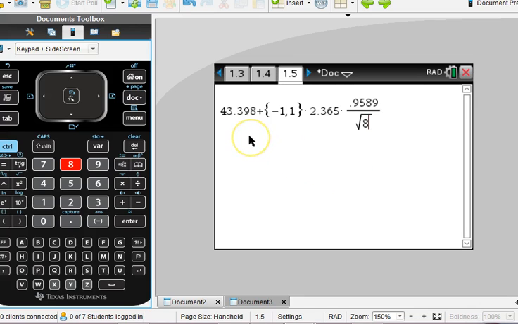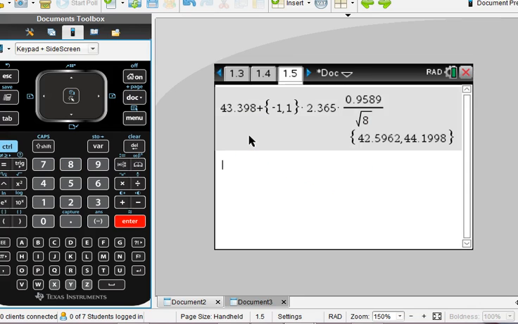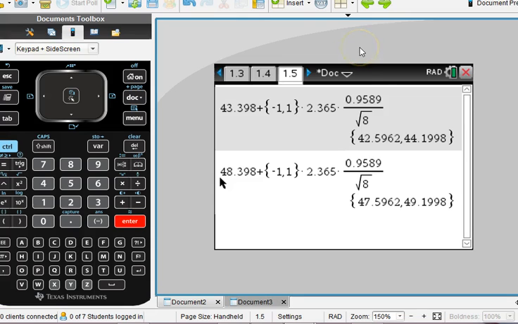Okay, so I typed in all the values, ready to push enter. Okay, so here's my interval. I did 43 plus or minus, that's the plus or minus here, and then here's all my information. I just realized I did that wrong. Those numbers didn't look right. I had the wrong mean. This should be 48.398. Okay, so there's my interval.